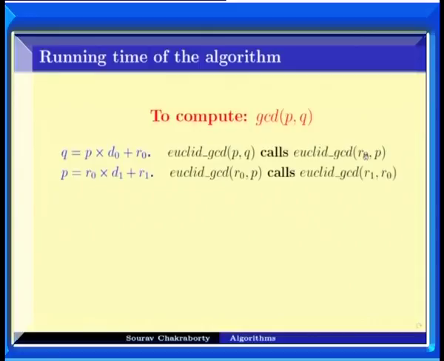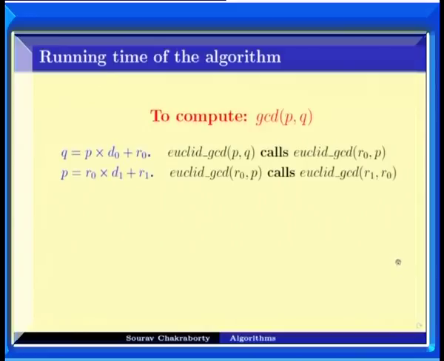Now, if P equals R0 times D1 plus R1, then Euclid GCD of R0, P will indirectly call Euclid GCD of R1, R0. So every time you are taking the first input to be the second input, and the first input becomes the remainder. This is how it will go.